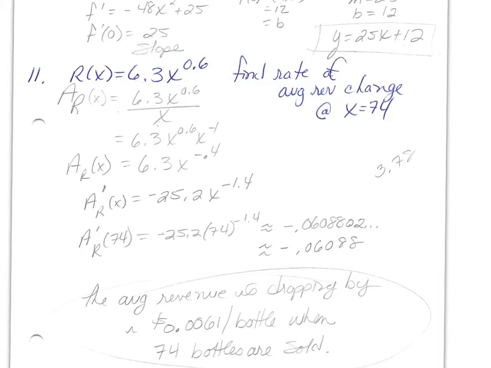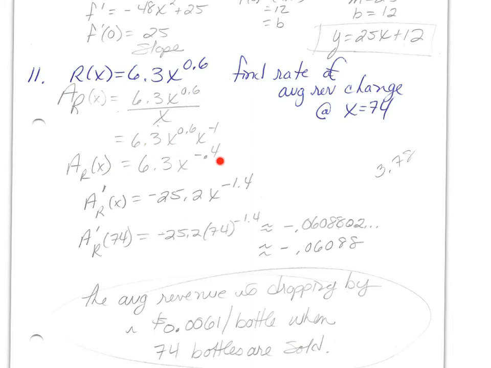And then for number 11, another word problem. We have revenue. We're trying to find the rate at which the average revenue is changing. Average revenue, here is a notation for it. Average means divide by how many. So your function divided by how many. And go ahead and simplify that. Because you have an x here and here, you can't just divide out. It's easier to bring them up to make them a -1 and add them in.